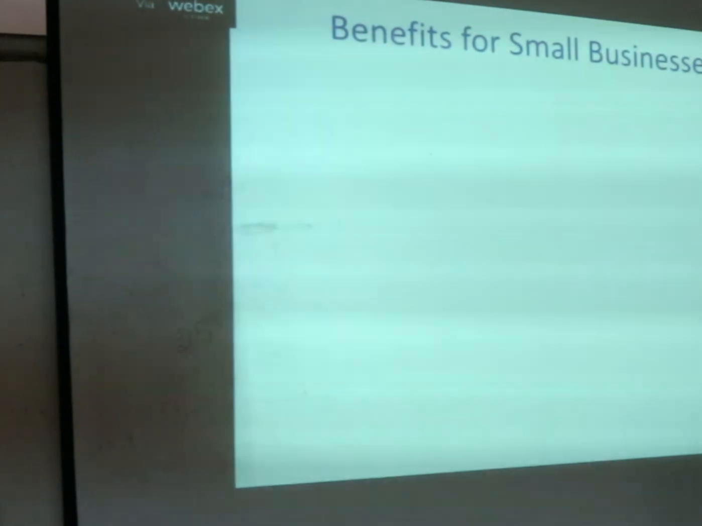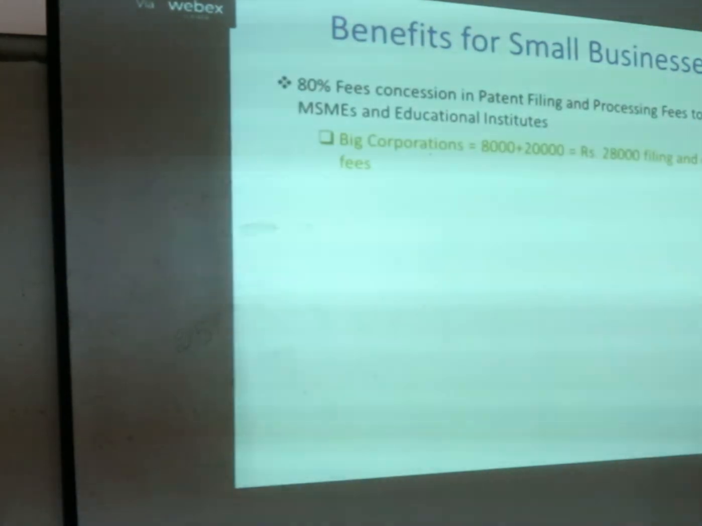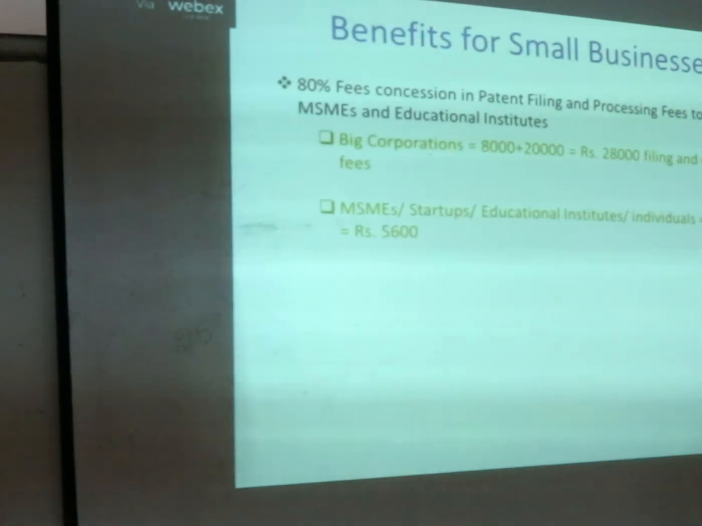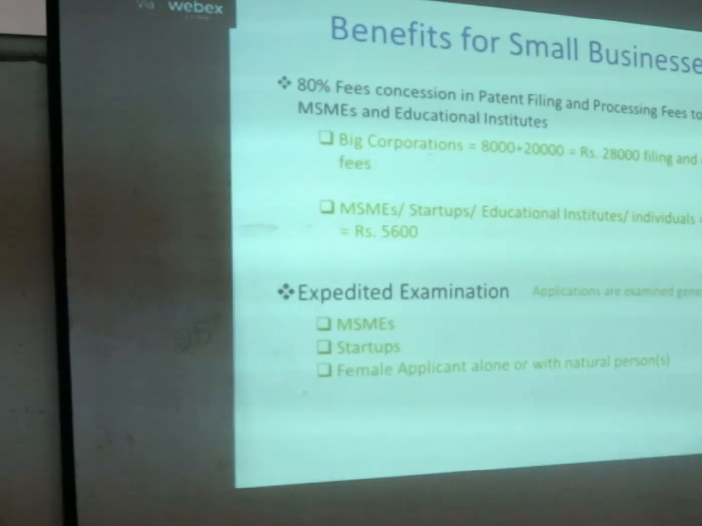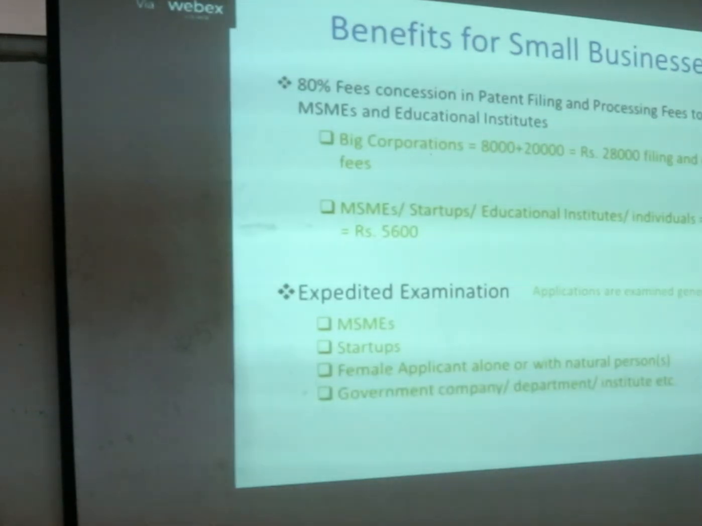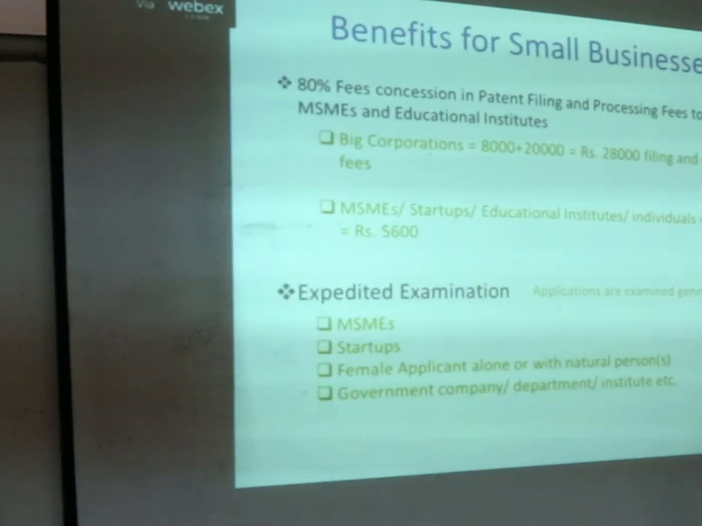Benefits, I want to highlight some benefits: for education institutes, an 80% fee concession is given, compared to big corporations at 28,000. Other fees are there, but these are basic fees. MSMEs, startups, education institutes and individuals pay a lower fee. Expedited examination is available for MSMEs, startups, female applicants, and government companies, departments and institutes. So examinations are generally done by one examiner.